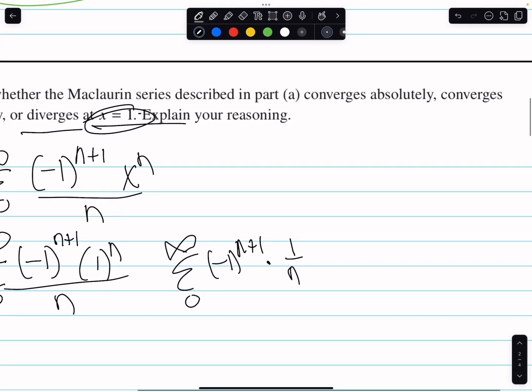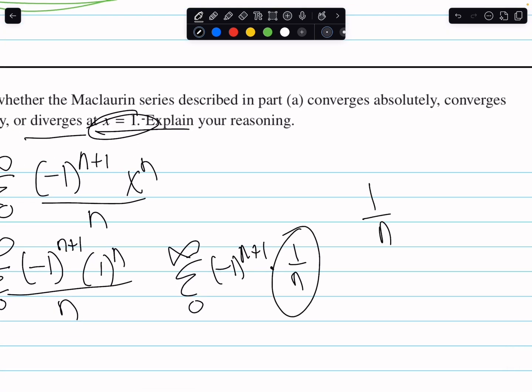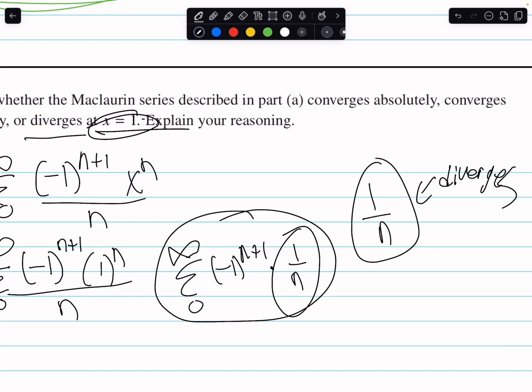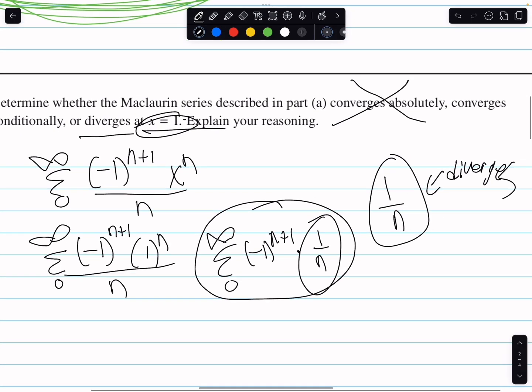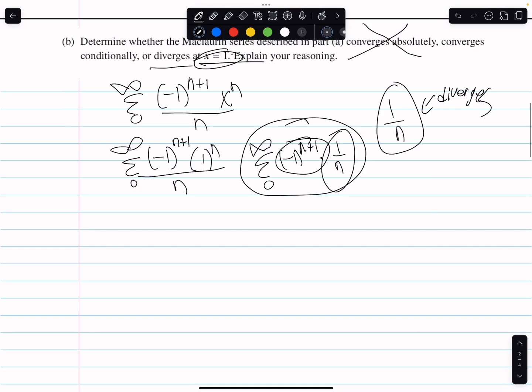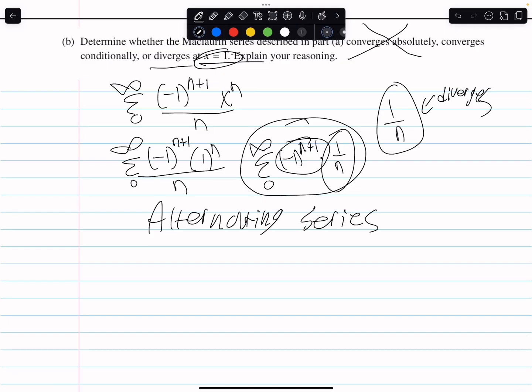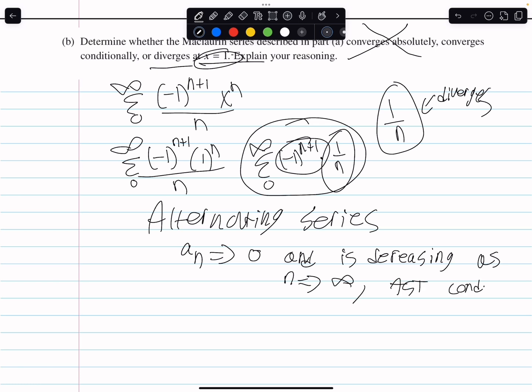Now this is something you should notice, is that 1 over n is one of our known series which diverges, which means that this could not converge absolutely. So that's out of the equation. Next, we could know if it converges conditionally because it is indeed an alternating series. So we can use the alternating series test: if a of n goes to 0 and is decreasing as n goes to infinity, then by AST it is conditionally convergent.